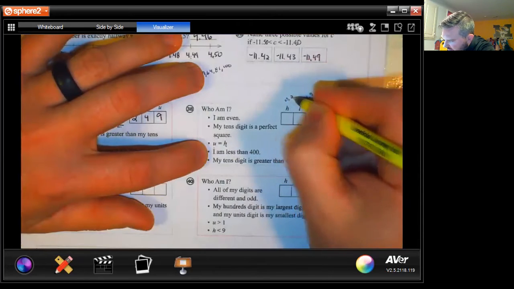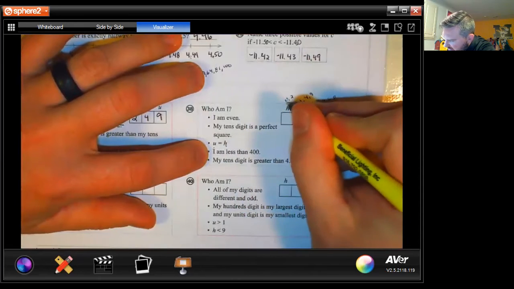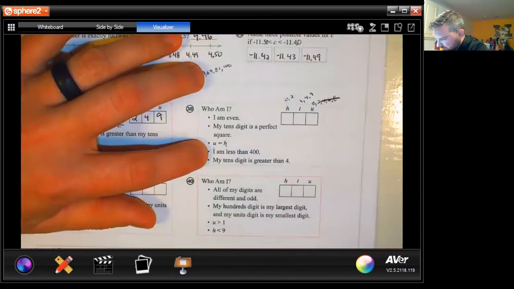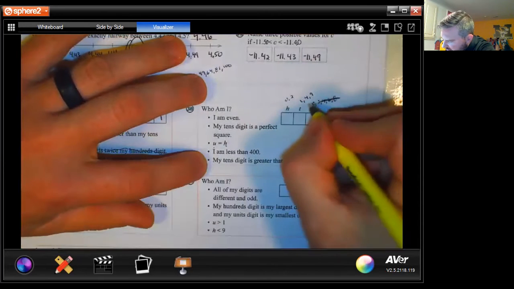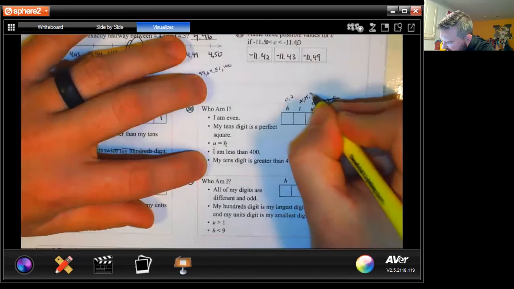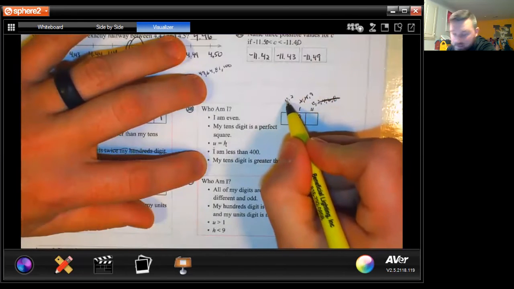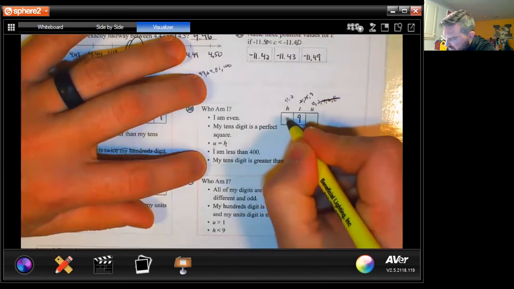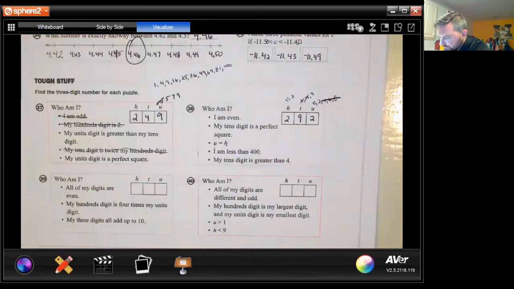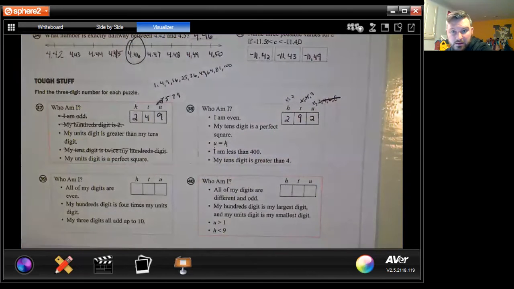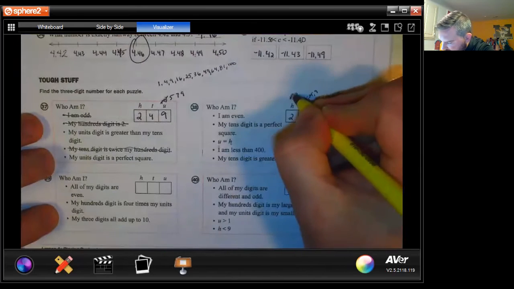So this could be 0 or 2. And if it's 0, we really wouldn't have that digit there. So this has to be 2. My tens digit is greater than 4. So it can't be a 1 or a 4, so this is a 9. And this cannot be a 0. If it was a 0, I wouldn't even have a digit there. So this has to be 2, and this has to be 2 because my units and my hundreds match. Make sure you're just making a list of possible values.